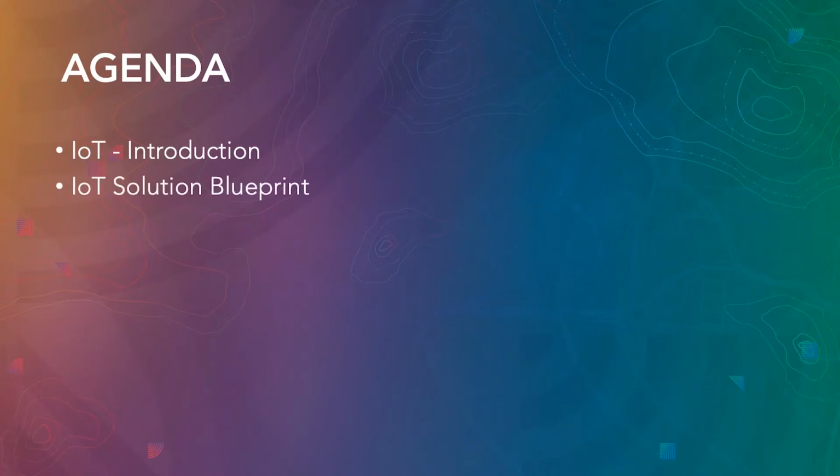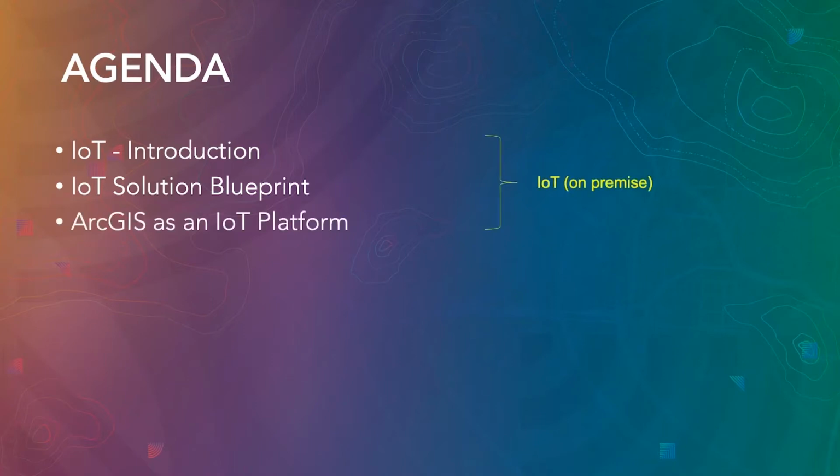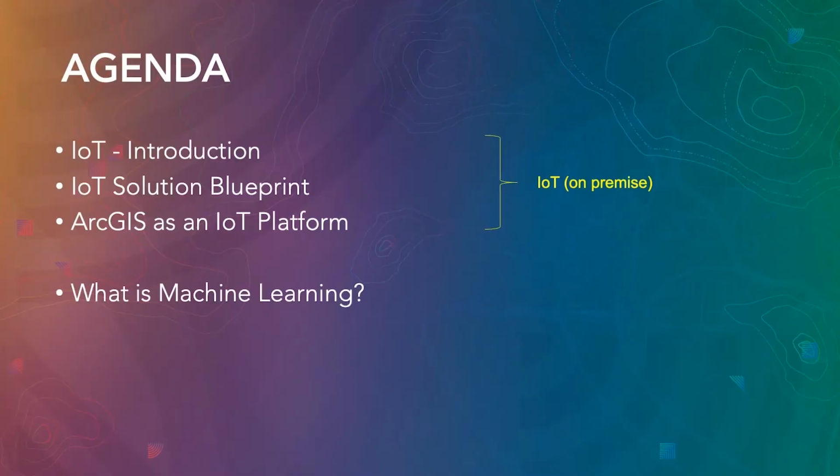Then we'll try to gain a better understanding of a typical IoT solution by taking a look at a generic IoT solution blueprint. Next, we will see how ArcGIS as an IoT platform enables geospatial insights with your IoT solution. This will conclude the first half of the session about IoT on-premise.